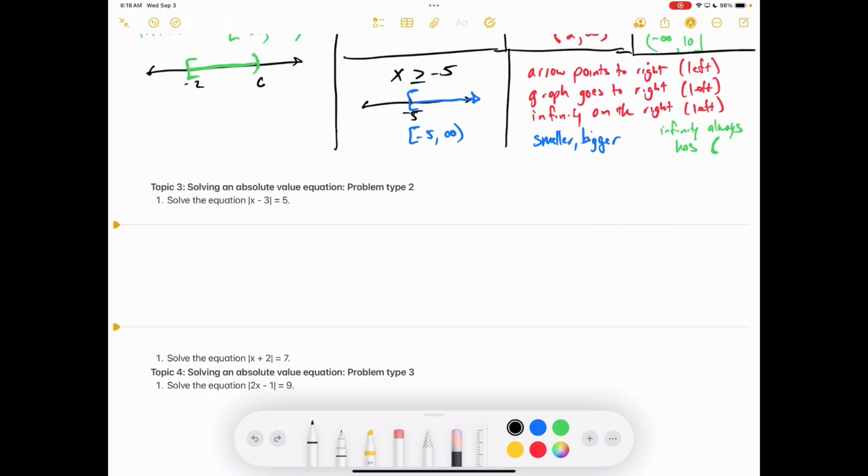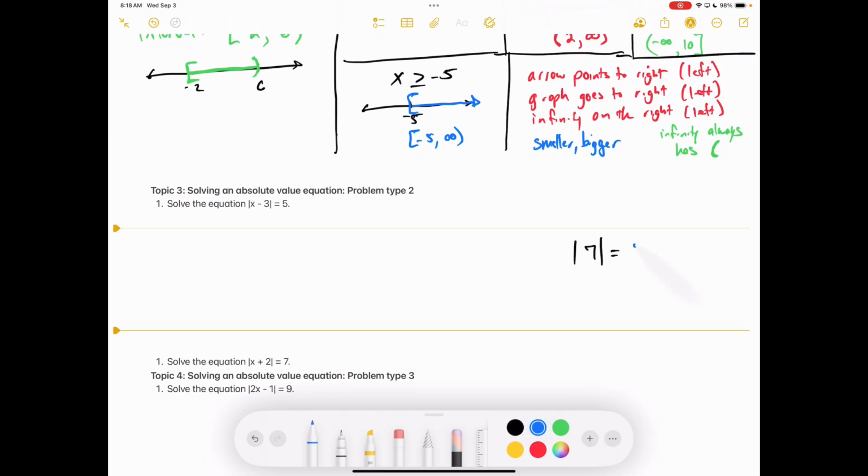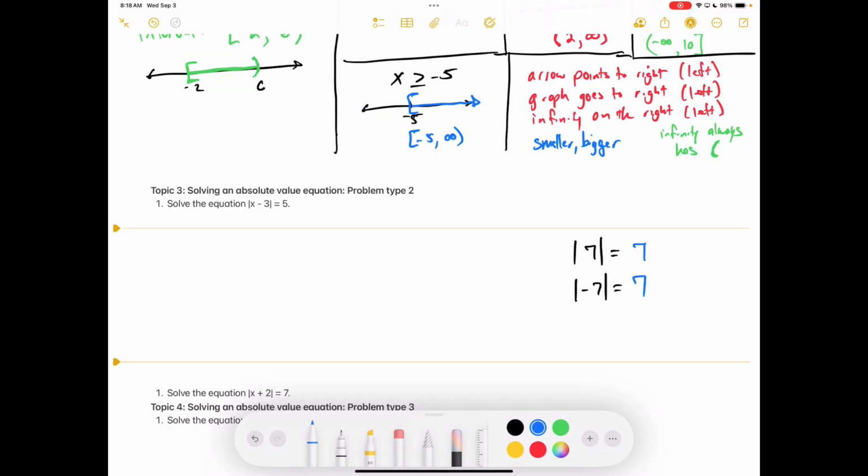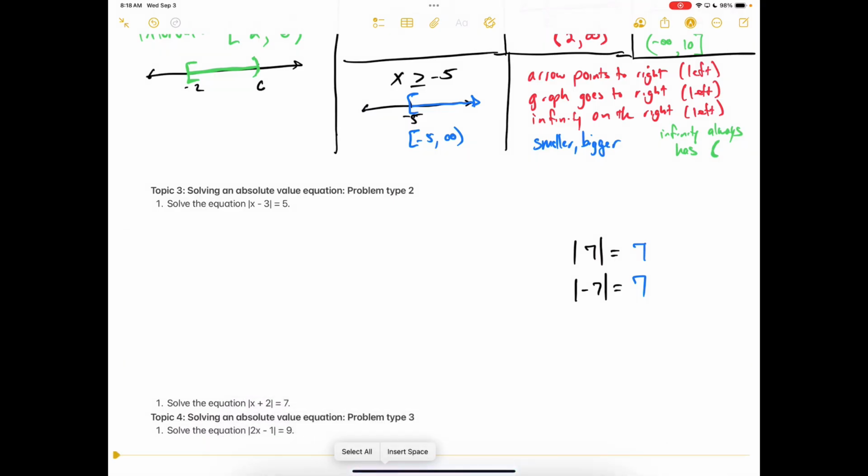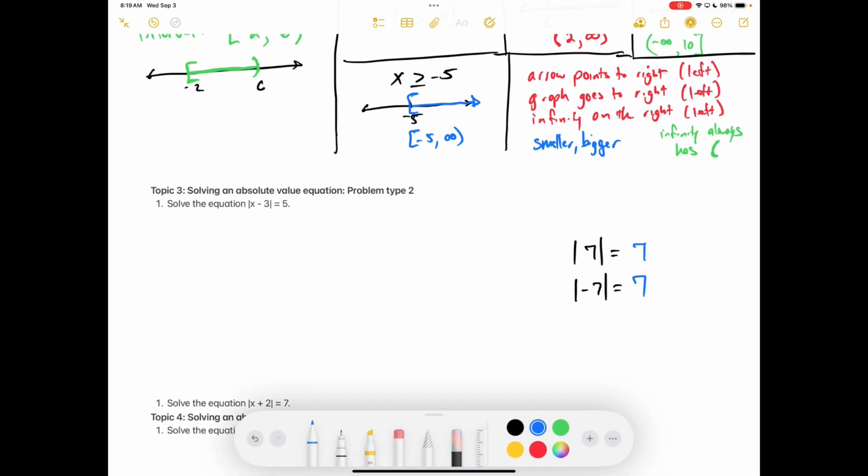The absolute value. If I'm looking at the absolute value of a number, most of y'all know that it turns it positive. The absolute value of -7 is also +7. It always turns it positive. So what happens here is the number inside the absolute value could be positive or negative, and I'd still get the answer 7. So it always turns it positive.